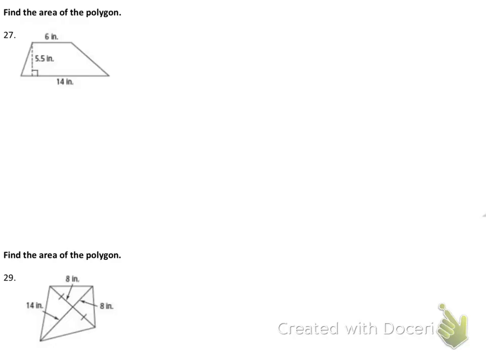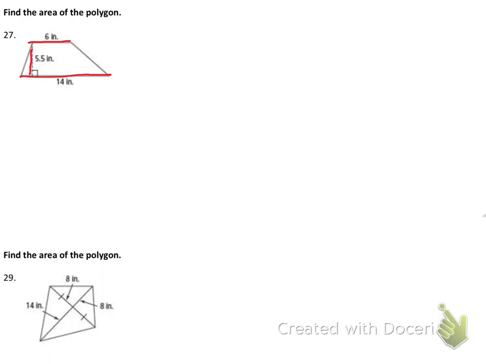All right, skip this page. 27. We're going to find the area of the polygon. So it looks like this is going to be a parallelogram. So again, what I need to do is I have this, and I have this, and then I have a height, right?